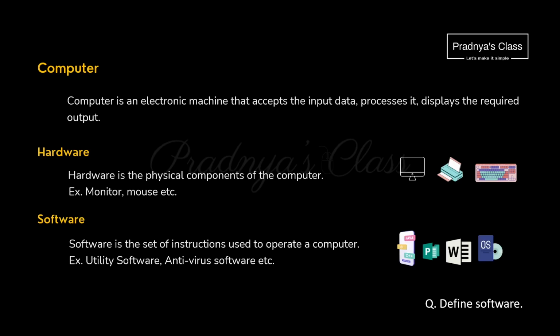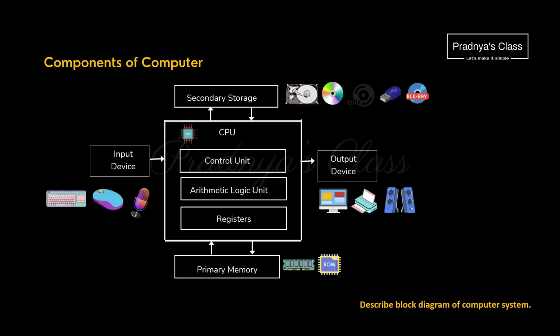And the other part is software. What is it? It's a command, or we can say a set of instructions. There are different types of software that we will discuss in a while. Let's take one simple example. Microsoft Word or PowerPoint, they are software. So now you can write the definition if it is asked in the exam: define software or hardware.